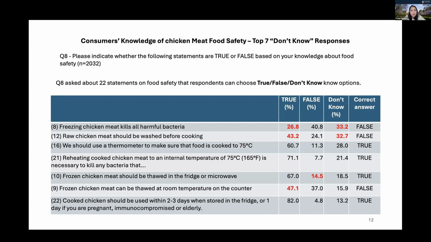And then we've got, for example, some of the behaviors that people are confused about and chose the wrong answer, such as statements around thawing chicken meat. So statement 10 and 9: frozen chicken meat should be thawed in the fridge or microwave. A lot of people, more than 14.5%, say this is false, and 18.5% chose that they don't know. So the next statement is around thawing chicken at room temperature, where a lot of people, nearly 50%, say that this is true. It can be thawed at room temperature, and nearly 70% do not know what was the right answer.